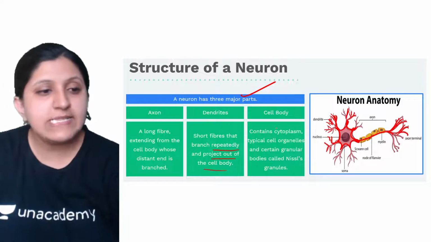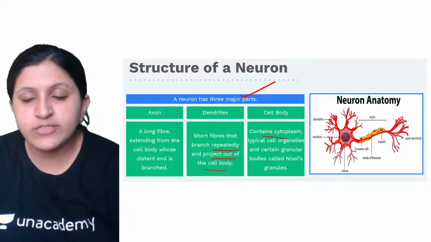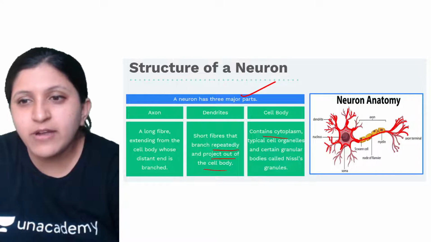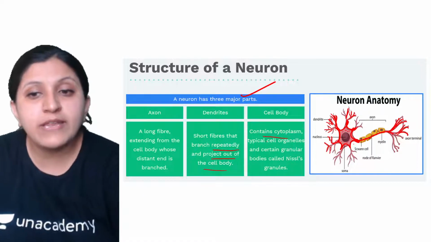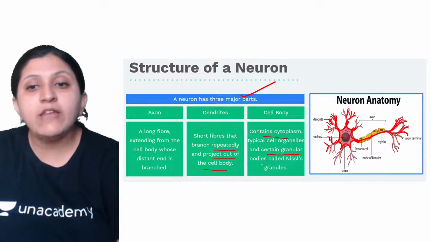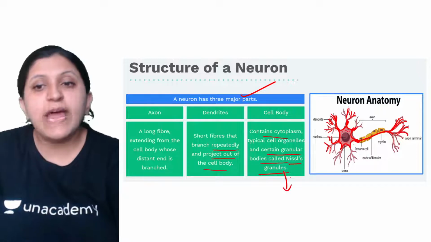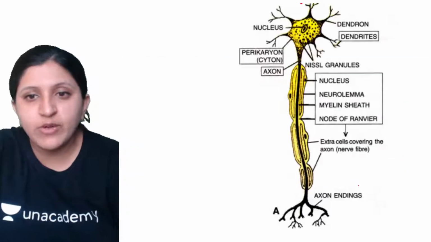Then the cell body contains cytoplasm, as you can see here. This part forms the cytoplasm. The cell organelles are there, and certain granular bodies called Nissl granules. So what exactly is a Nissl granule? We will have a look at this one.